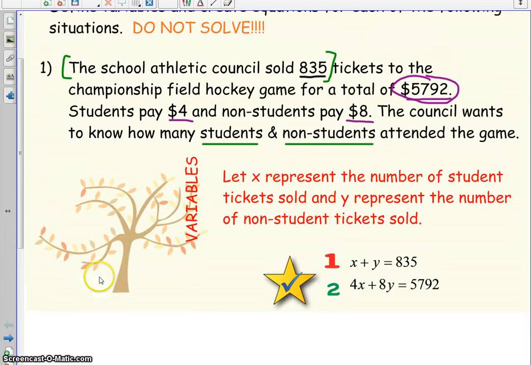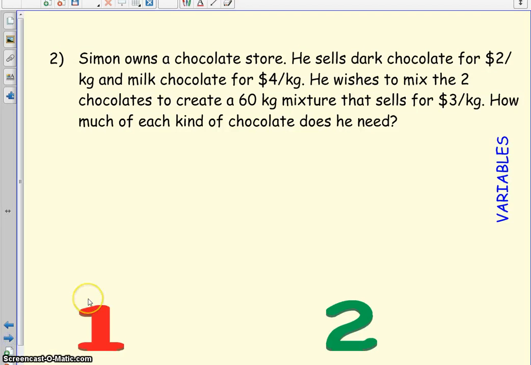Okay, so with that in mind, let's take a look at a second one here. Now we have someone owning a chocolate store. They sell two different types of chocolate. Dark chocolate costs $2 per kilogram and milk chocolate costs $4 per kilogram. I want to mix the two chocolates together, and together the mixture is going to weigh 60 kilograms, and it wants to sell for $3 per kilogram. So he wants to figure out how much of each chocolate he needs to make a fair mixture that he's not going to get cheated on.